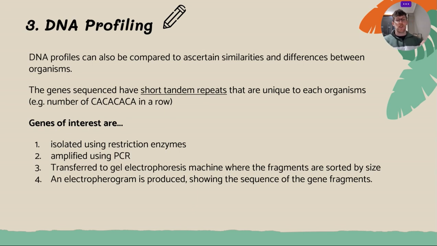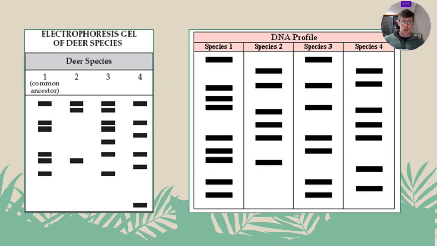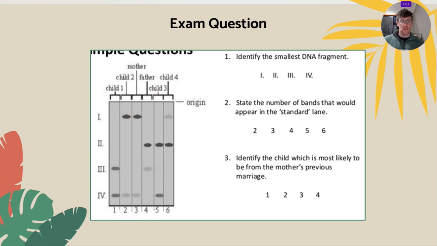We can use those restriction enzymes. We can amplify using polymerase chain reaction. We can then allow those segments to move across, and if they are genetically exactly the same, they're going to move the same way along an electropherogram as well. Again, like I said, I'm not going to go into too much depth around DNA profiling, including PCR, because it's something that you should be able to go back and watch previous videos on.